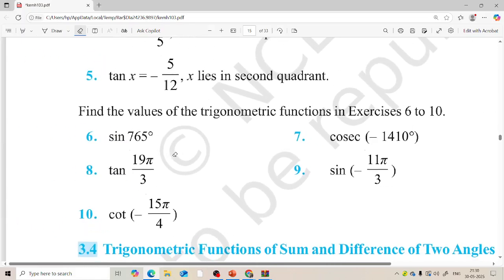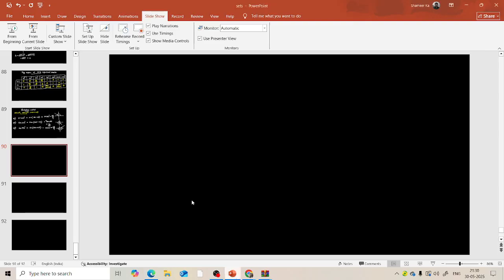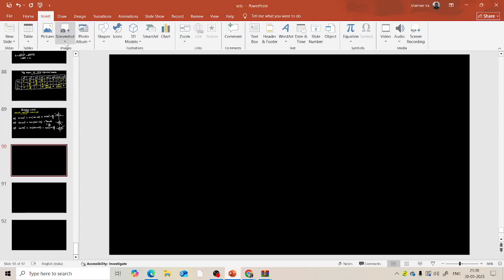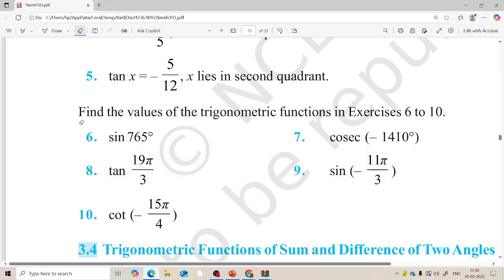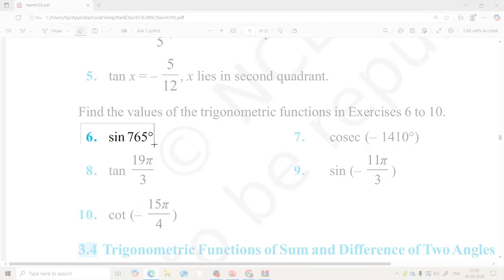The negative angle is also there, but I will discuss step by step. Everything I cannot discuss together. If I discuss everything together, you will be confused. Let me discuss this question, the same exercise. This one.